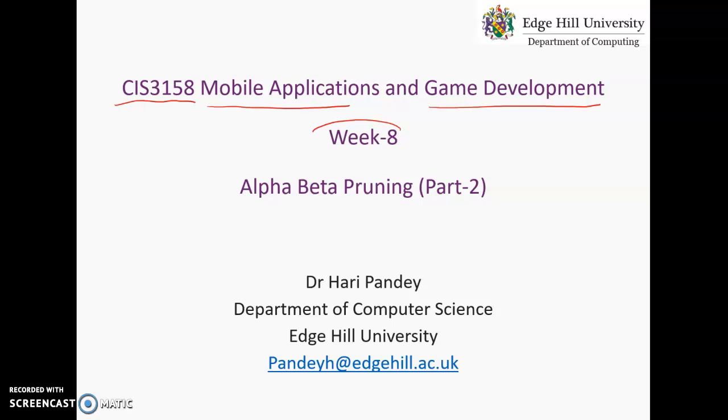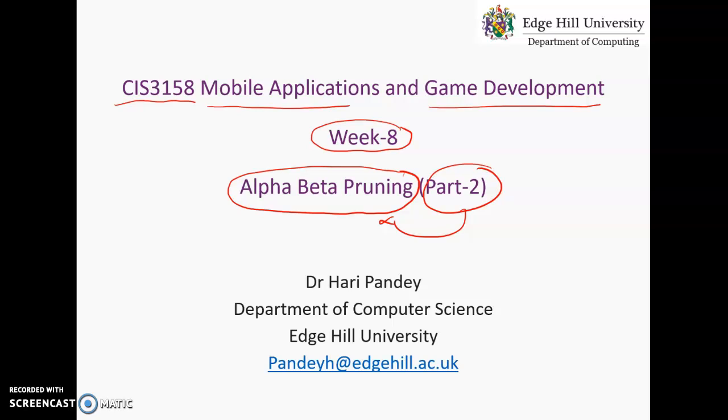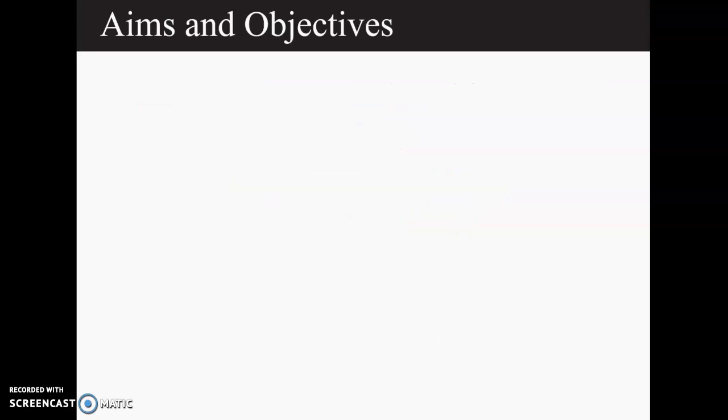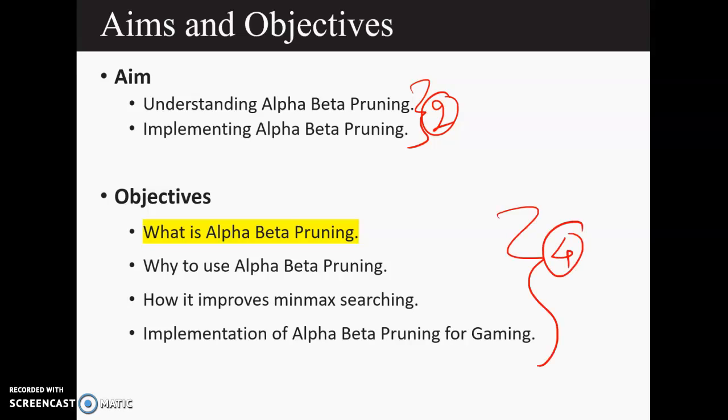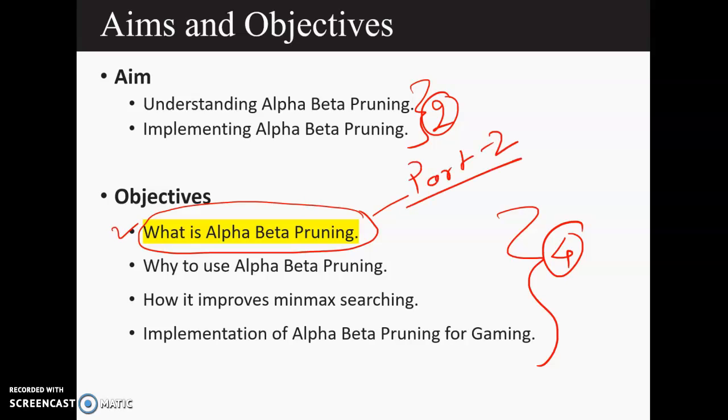We are in week number 8 and the focus of this week is on alpha beta pruning. This is part number 2 of alpha beta pruning. In the first part, we discussed the aim and objective of the week 8 session. The aims and objectives are listed here. Two aims and 4 objectives we discussed in part number 1. In part number 2, I will be covering objective 1.